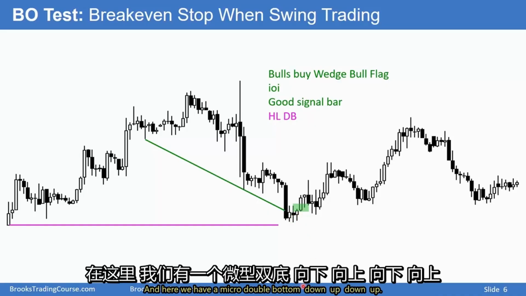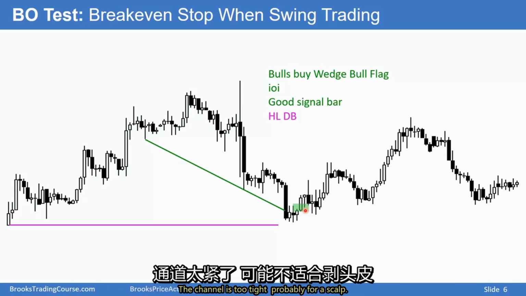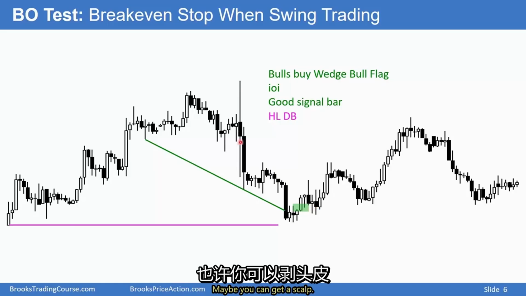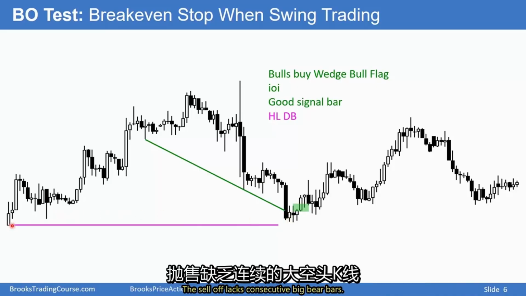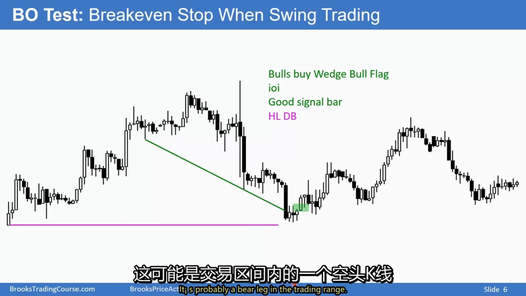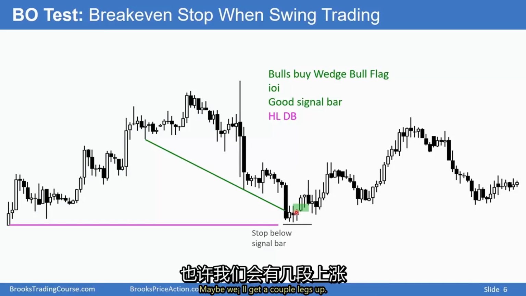And here we have a micro double bottom, down, up, down, up. It's a reasonable buy, a good looking buy signal bar. It's a reasonable swing. The channel is too tight probably for a scalp. Maybe you can get a scalp. Some traders would take this for a swing trade, betting that maybe we'll retrace 50% of the sell-off. The sell-off lacks consecutive big bear bars, it's probably a bear leg in a trading range, and we are reversing up near a potential bottom to the range. Maybe we'll get a couple legs up.